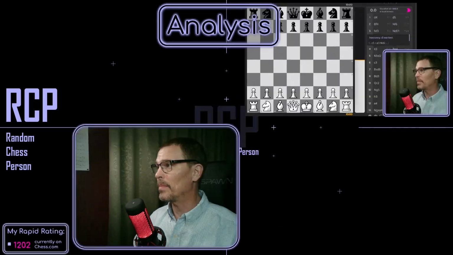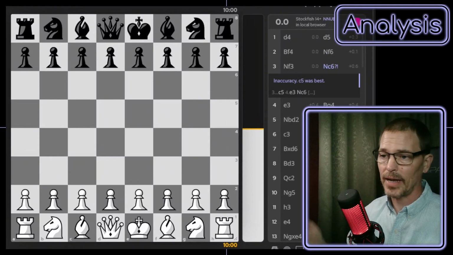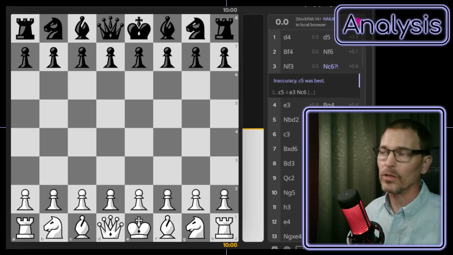I'm going to use the graph at the bottom, even though it's not visible on your screen. I can see it at the bottom of my screen, and I'm just going to go to the point at which I lost an advantage or gave up equality for a losing position.